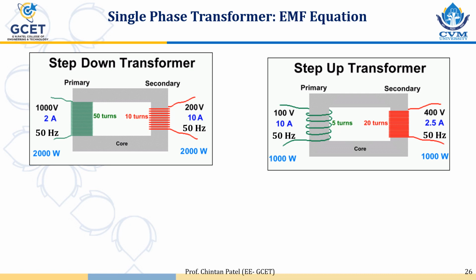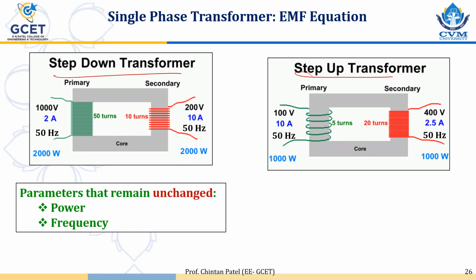So two transformers are shown here, a step up transformer and a step down transformer. Various values are given, so just go through the PPT provided and compare the number of turns and how the parameters change from primary to secondary. If you compare these two diagrams, the parameters that remain unchanged from primary to secondary are power and frequency.